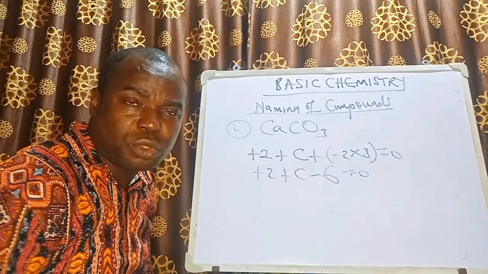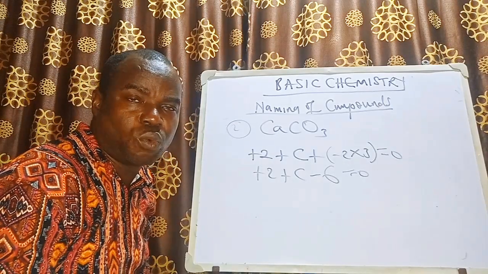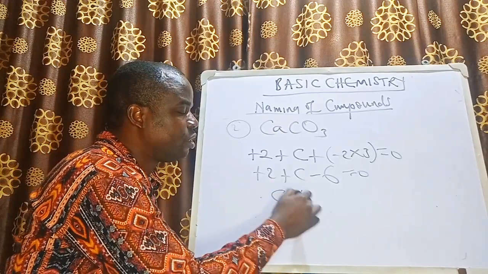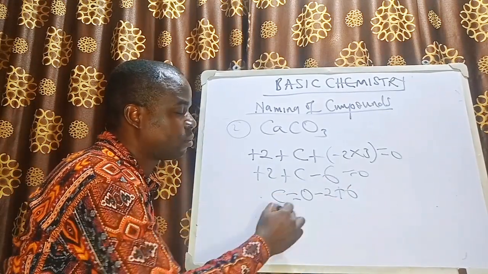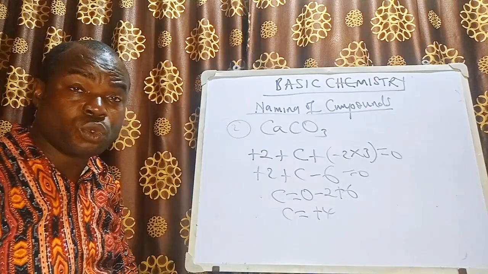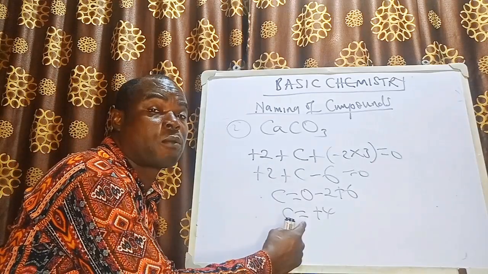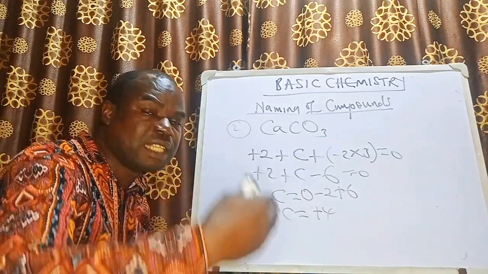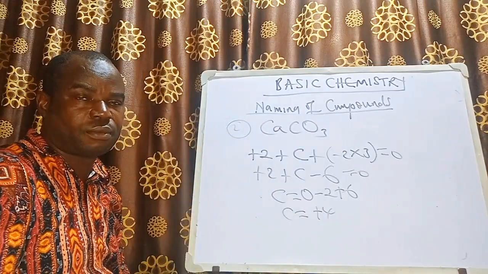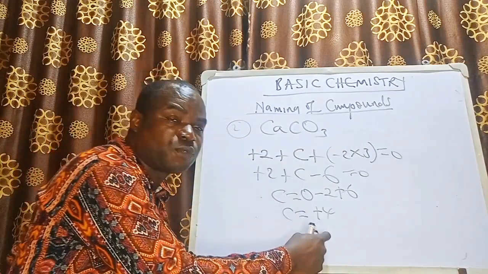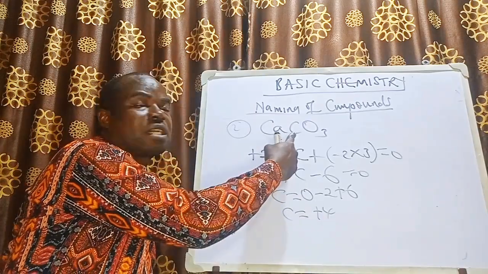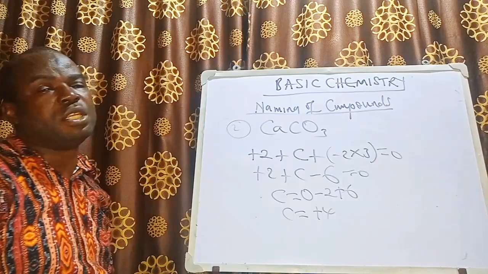We now make C the subject of the formula. So what do we have now? C will now be 0 minus 2 plus 6. If you do 0 minus 2 plus 6, you get +4. Now, this +4 is the oxidation state of carbon in this compound. I take it again. This +4 we have found is the oxidation state of this carbon in this compound. Now, what will be the name?